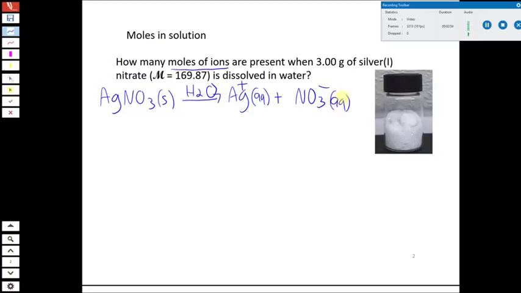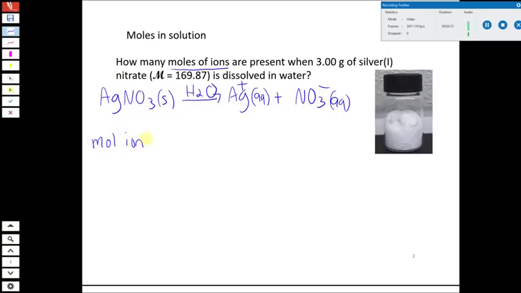What we see here is that when we dissolve 1 mole of silver nitrate into water, we get 1 mole of Ag+ and 1 mole of NO3-, or a total of 2 moles of ions. The number of ions that we get depends on the formula of the compound that we're dissolving.